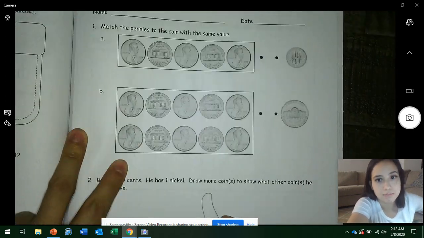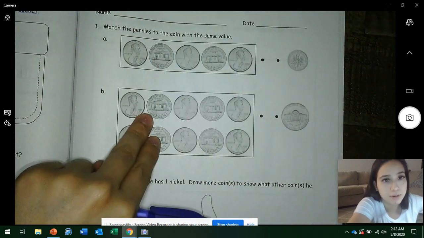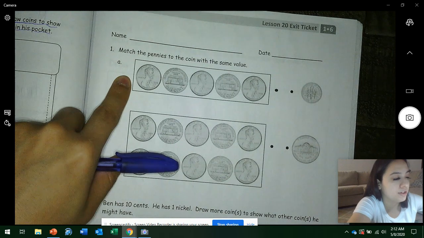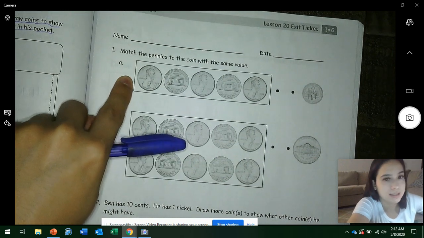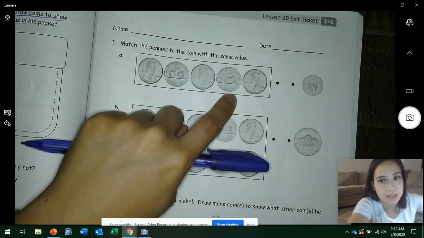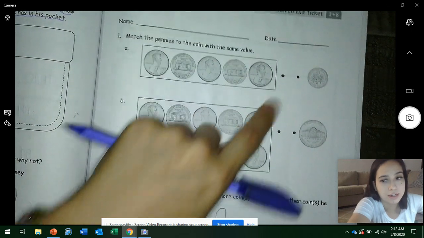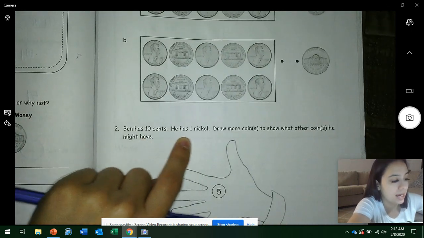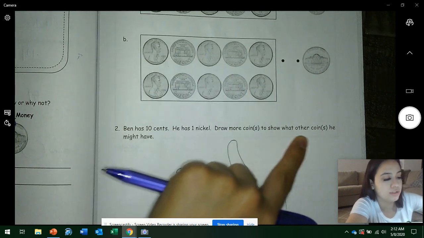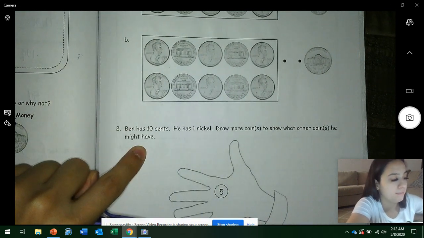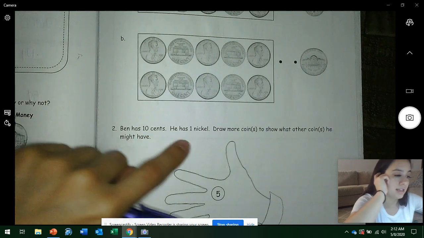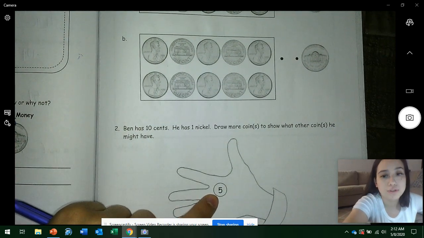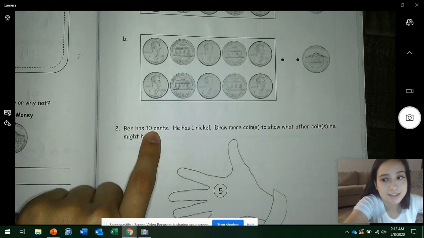And of course, then complete your exit ticket, which is very important. You're going to write your heading, just like in your problem set. And in number 1, you're going to match the pennies to the coins with the same value. So you're going to count the pennies and then match it to the coin that it goes with. For 2, it says, Ben has 10 cents. He has 1 nickel. Draw more coins to show what other coins he might have. So he has 10 cents and he has 1 nickel. They already drew the nickel for you. So now you just got to make sure that he has 10 cents.